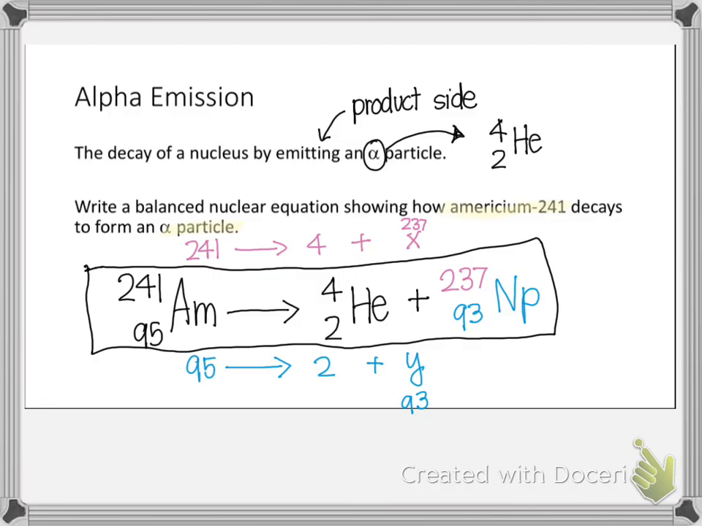All right, so alpha particles, this is what it would look like. And it doesn't matter on the product side. If I would have written neptunium before the alpha particle, that would have been okay as well. I always just write down what they give me. All right, so let's try a beta particle.